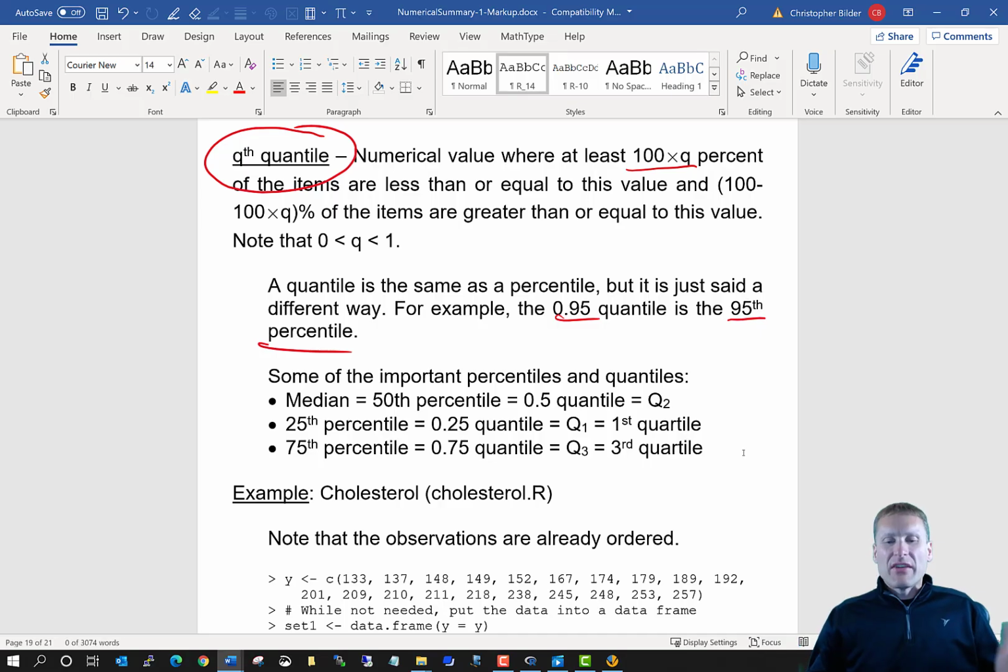Now, some important percentiles and quantiles. The median that we've seen before is the 50th percentile, which would also be called the 0.5 quantile. Some people decide to add even more terminology, and they often refer to this as Q2. I won't do that myself. The 25th percentile, or in other words, the 0.25 quantile, is often denoted as Q1 by some people. Some people even call that the first quartile. And something similar happens with the 75th percentile as well. In our class, I'll just focus on percentile and quantile, just to make things easier.